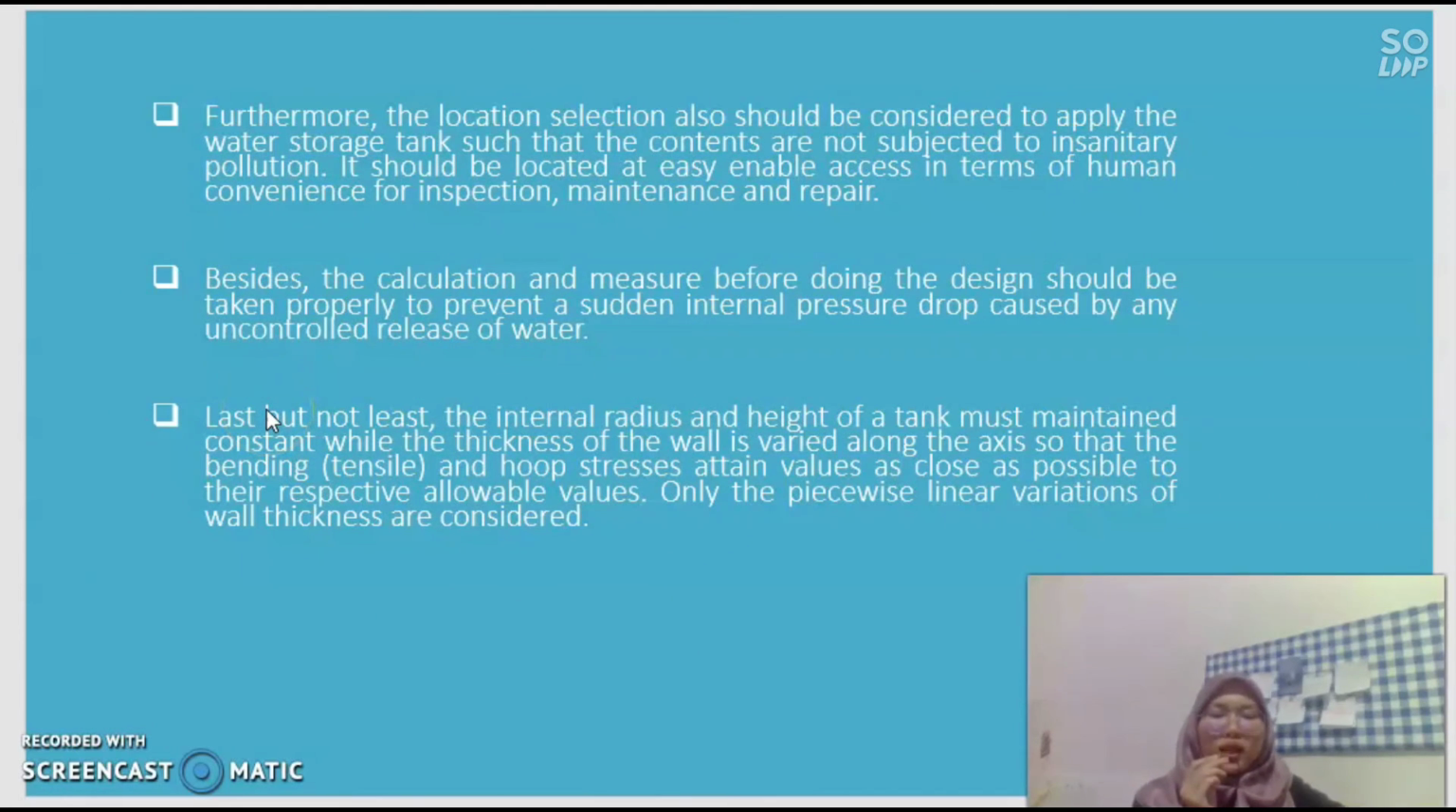Furthermore, material selection should also be considered for the water storage tank such that the contents are not subject to insanitary pollution. It should be located at an easily accessible place for inspection, maintenance, and repair. Besides, calculation and measures before doing the design should be taken properly to prevent a sudden internal pressure drop caused by any uncontrolled release of water. Last but not least, the internal radius and height of the tank must be kept constant while the thickness of the wall is varied along the axis so that the bending and hoop stress of the tank are as close as possible to their respective allowable values. Only piecewise linear variations of wall thickness are considered.